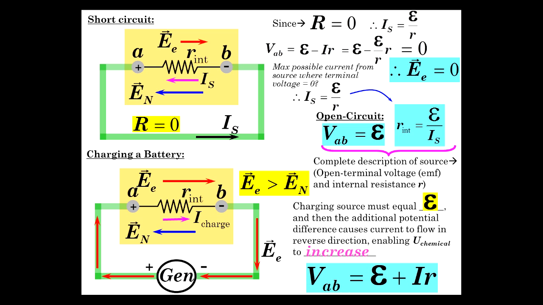And so we have that VAB. Well, it's this voltage from the non-electrostatic E field, which is the VAB of the open circuit, but now we have plus to minus here, so it increases this VAB even more by the quantity charging current times the internal resistance.